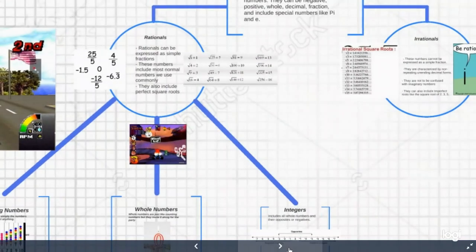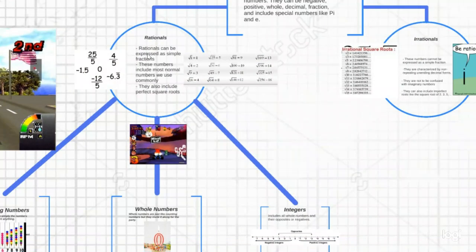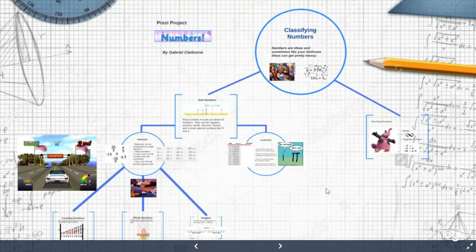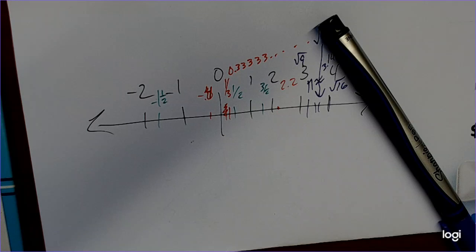All right, well, that's it for real numbers. We've got reals on top, rationals on the left, irrationals on the right, counting, whole, and integers. Congratulations, you guys made it. We now know how to classify numbers. All right, let's go back over here. Wow, we did that in less than 10 minutes. Okay, so that's classification of numbers.